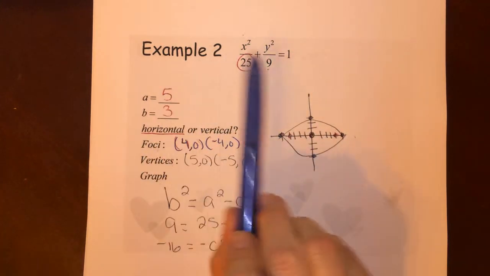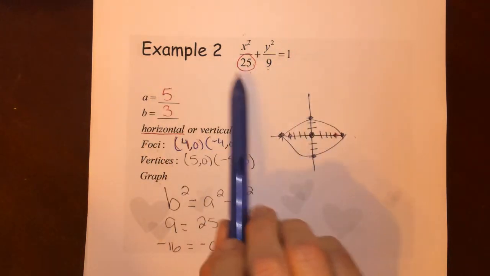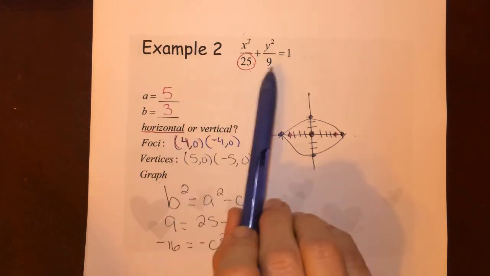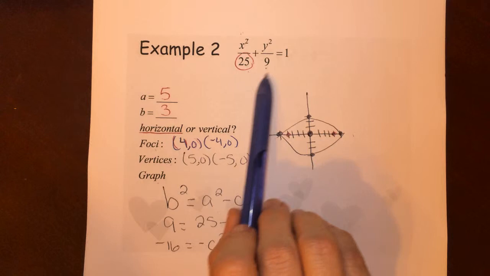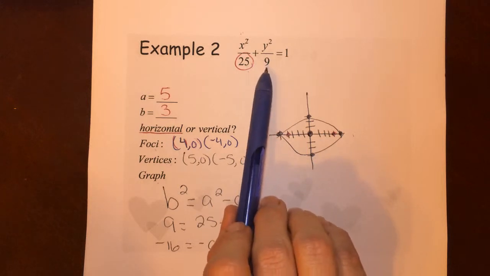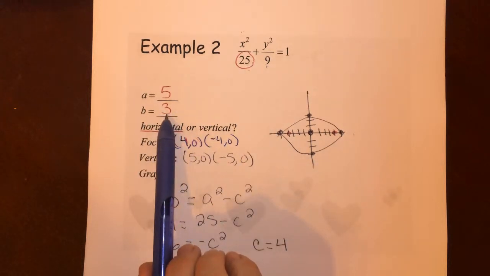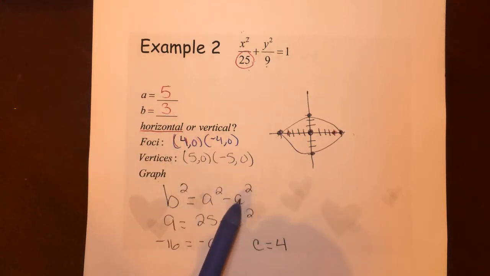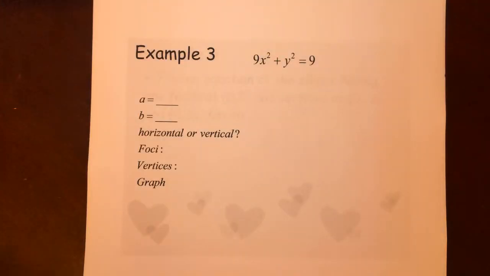Okay, so one more time. A squared is always the bigger number, and a is going to tell you the distance to your vertex. B squared is the smaller number, and it's going to give you the distance to the co-vertex. In order to get your focus, you need c, and you're going to use this formula right here to find c. Okay, let's go do another example.